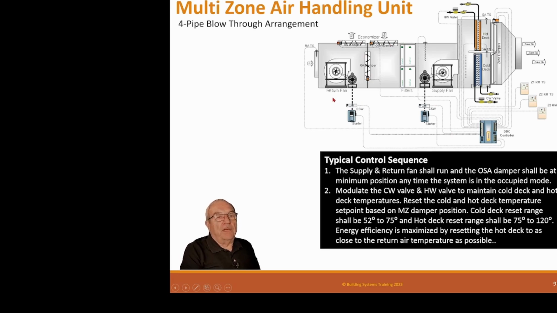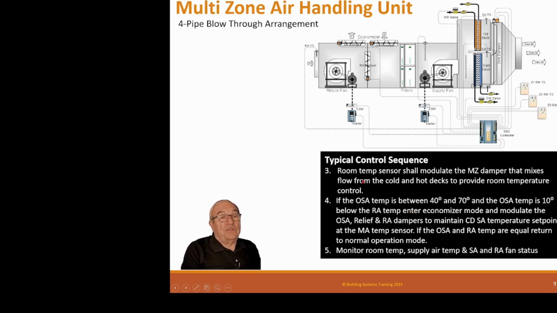Typical sequence: the supply and return fan shall run and the outside air damper shall be at minimum position anytime the system is in the occupied mode. Modulate the chill water valve and hot water valve to maintain cold deck and hot deck temperature. Reset the cold deck and hot deck temperature set point based on the zone damper position. Cold deck reset range should be 52 to 75, and the hot deck range should be 75 to 120. Energy efficiency is maximized by setting the hot deck temperature to as close to the return air temperature as possible. So it's exactly like the dual duct. So far, the sequence is the same.